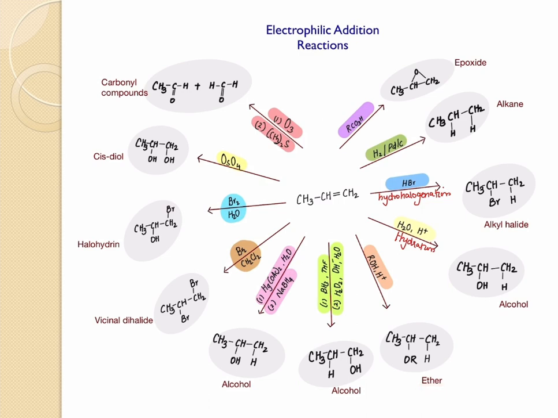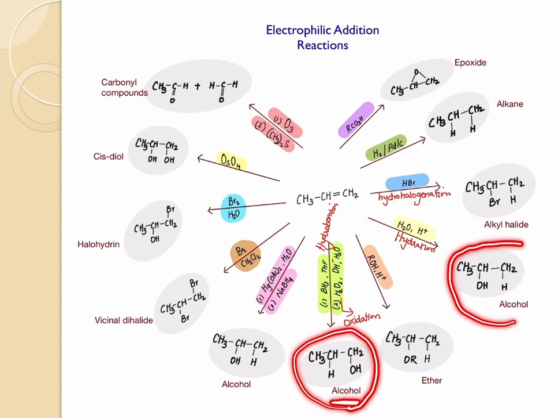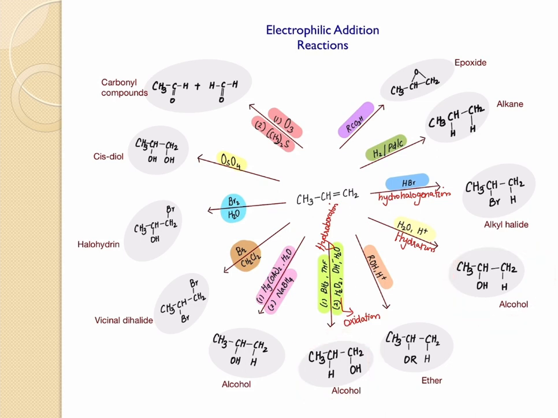The next reaction is hydroboration, and this reaction is oxidation. It should always be followed by oxidation to get the final product. So this is also going to give us alcohol, but the alcohol that you get from here is definitely different from the one that you get from acid catalyzed hydration.